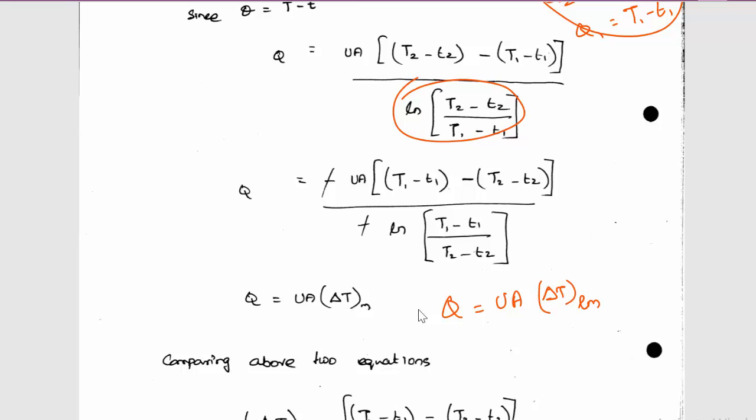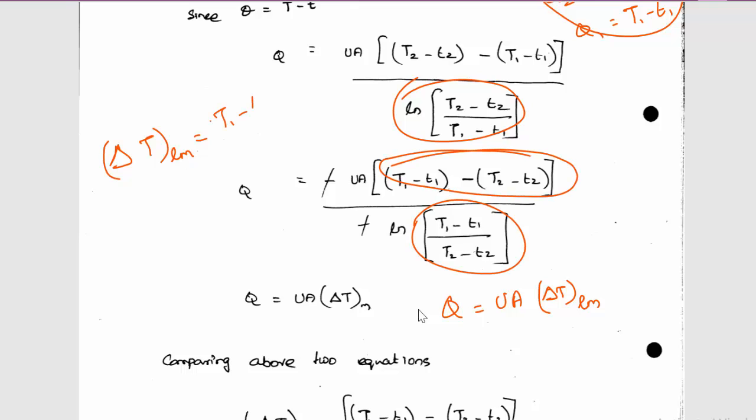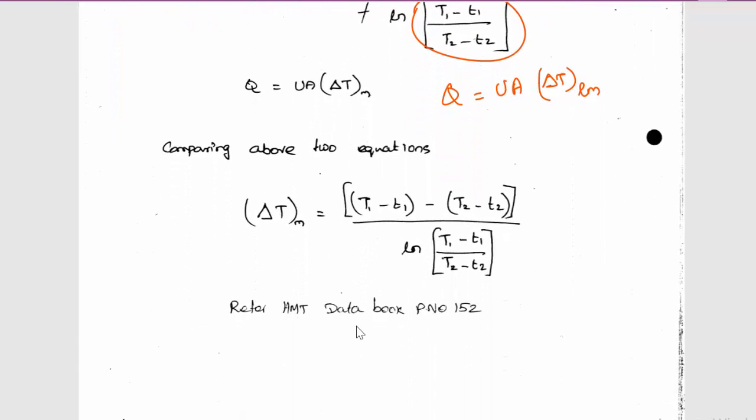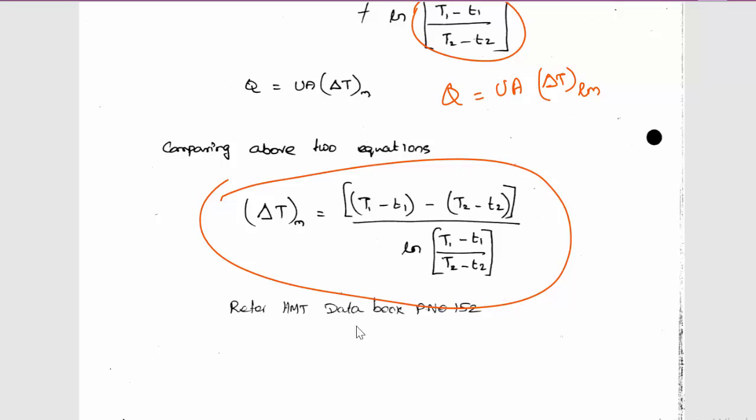So for a parallel flow heat exchanger, if you are asked to write the formula for del T LM, the logarithmic mean temperature difference, you have to write this equation: (T1 minus t1) minus (T2 minus t2) divided by ln of (T1 minus t1) divided by (T2 minus t2). This is the equation for the logarithmic mean temperature difference for parallel flow heat exchangers. This formula will be available in your data book at page number 152.